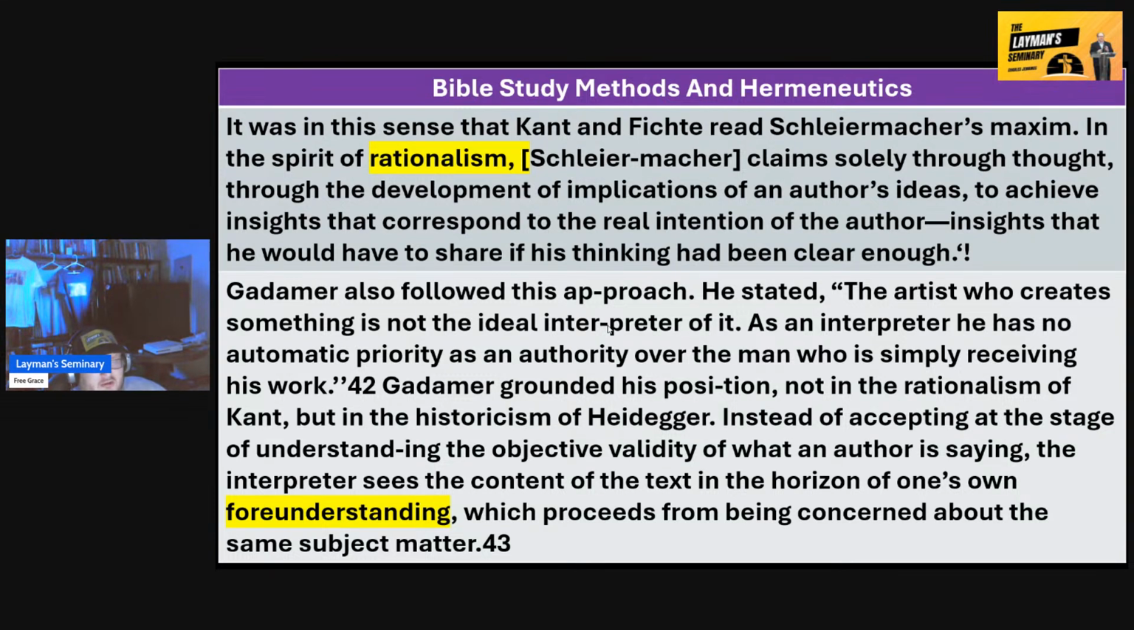Gadamer also followed this approach. He stated the artist who creates something is not the ideal interpreter of it. As an interpreter, he has no automatic priority as an authority over the man who's simply receiving his work. Gadamer grounded his position not in the rationalism of Kant, but in the historicism of Heidegger. Indeed, instead of accepting at the stage of understanding the objective validity of what an author is saying, the interpreter sees the content of the text and the horizon of one's own foreunderstanding, which proceeds from being concerned about the same subject matter.